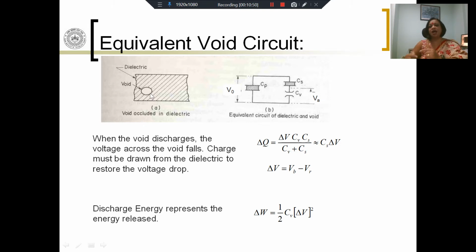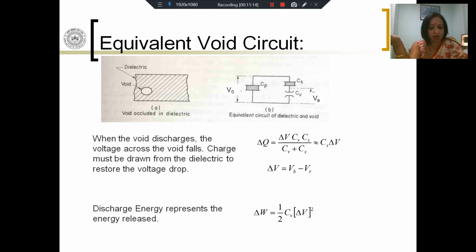So as soon as discharge happens, voltage falls to 0, and then the air within the void is self-restoring, so it will regain its dielectric property, and when it regains its dielectric property, it will be able to hold charge across it, and therefore you will need additional charge to build up that original charge.